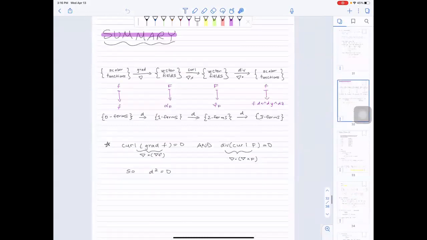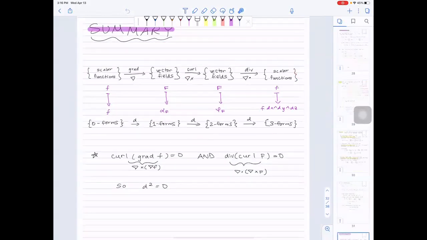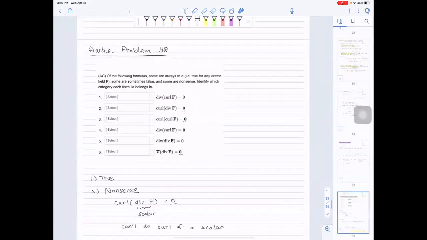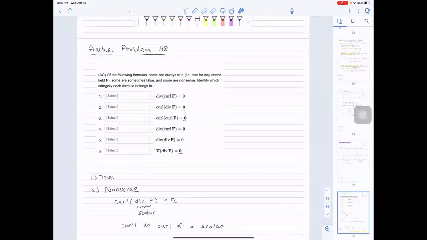Okay, last thing is that I have this nice table here that might be good to look at. And I did do practice problem 8 here. Okay, but now recitation is over.